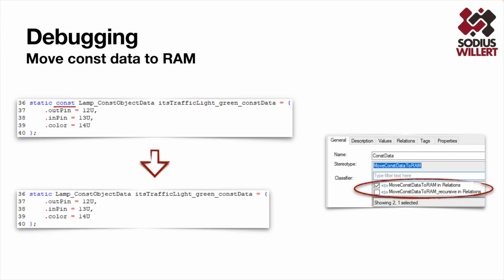If the move const data to RAM recursive stereotype is selected, all datasets that are hierarchically below the instance specification are also moved to RAM.